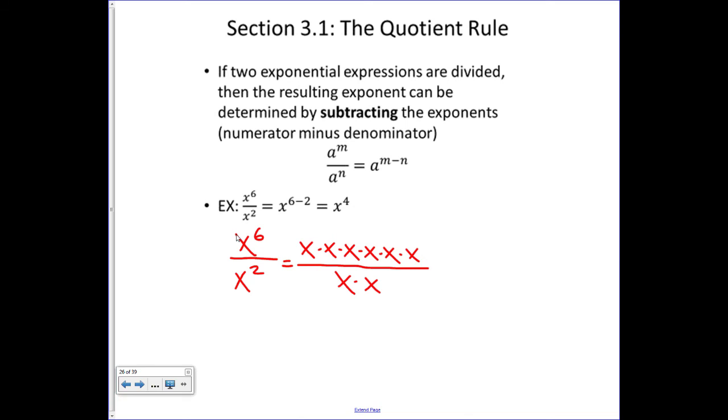So remember, if we divide a number by itself, we just get 1. X divided by x, it's going to leave us with 1 and 1. And now we're left with 4 x's, or x to the 4th power. So when you divide variables, you subtract their exponents.